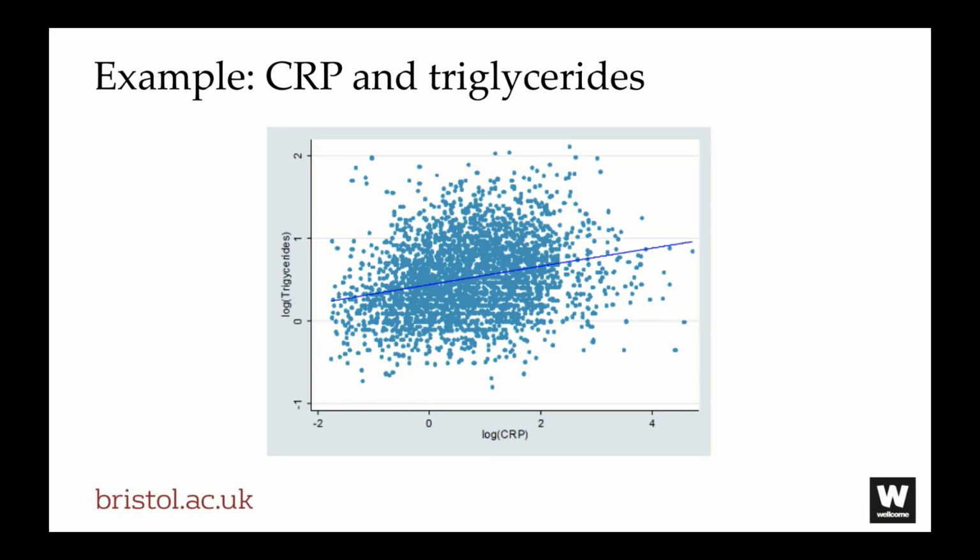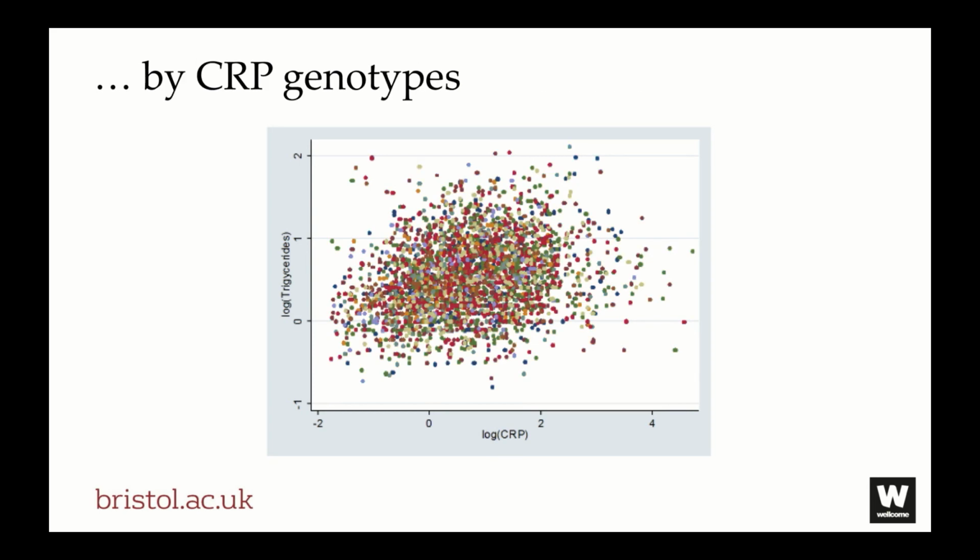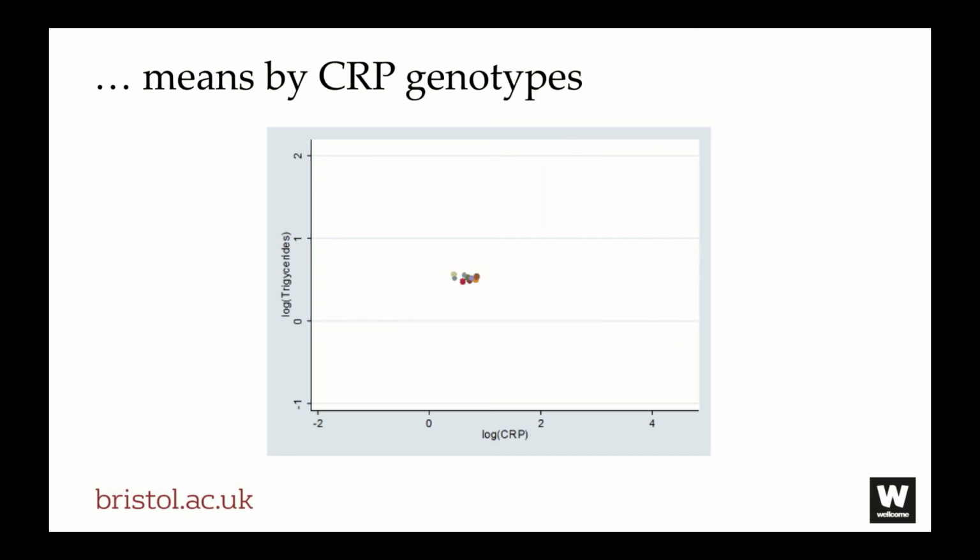But what can we do with Mendelian randomization? The colors here represent the genotypes of 3 different CRP genetic variants, actually within the CRP gene. You don't really need to know what the colors are representing, but essentially what we're doing now is stratifying our individuals based on 3 different CRP genotypes. We can't really tell much here, but what we can do is look at the means of CRP, the actual protein, by those CRP genetic variants.